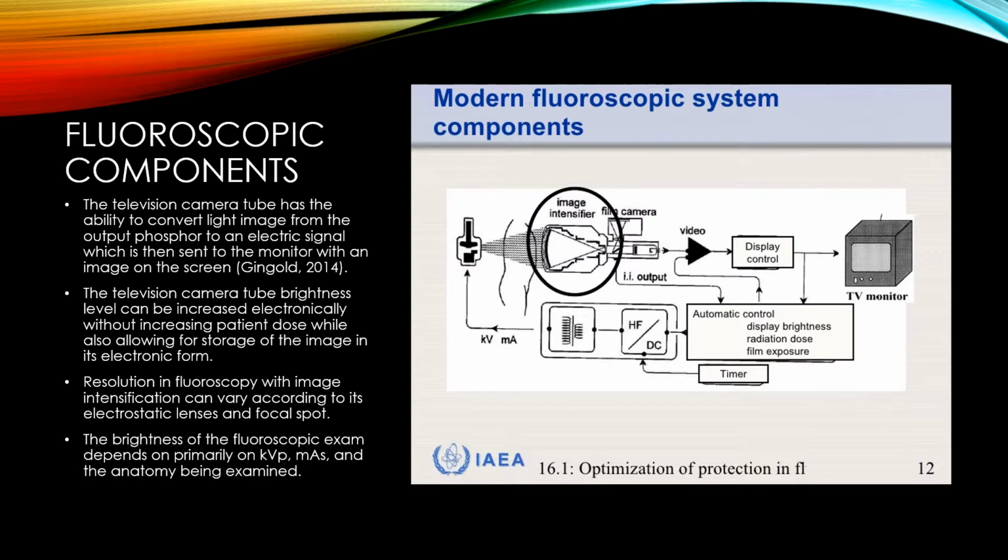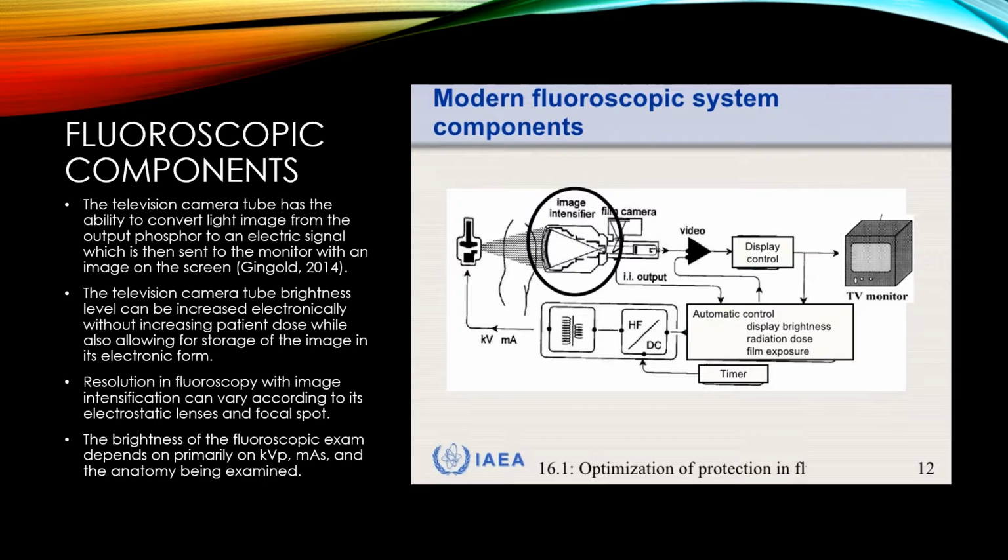The electron beam in the television camera tube is produced by thermionic emission. The purpose of the electrostatic lens is to accelerate and focus the electron stream, which carries the fluoroscopic image. The electron beam of the television camera is also collimated. This image on the right basically describes what the components of the fluoroscopic system are.